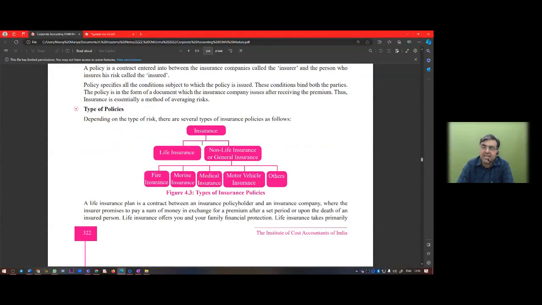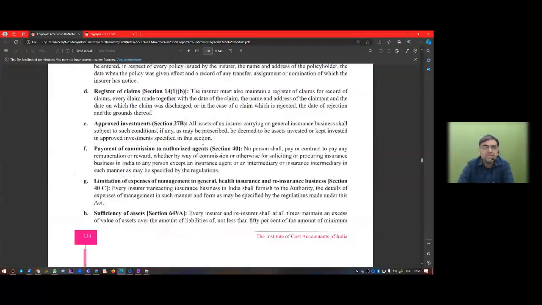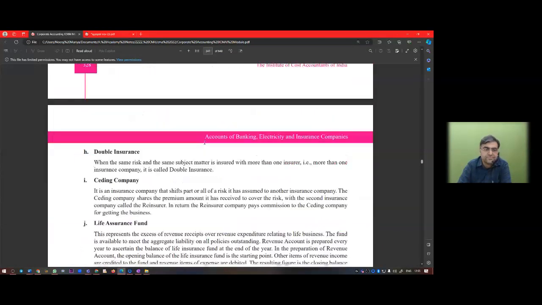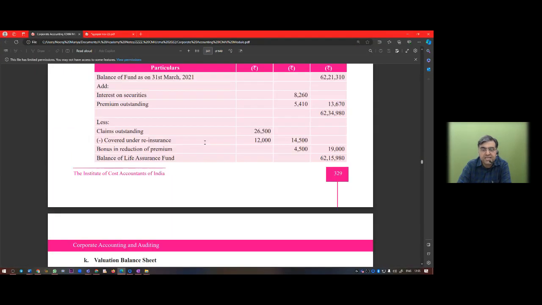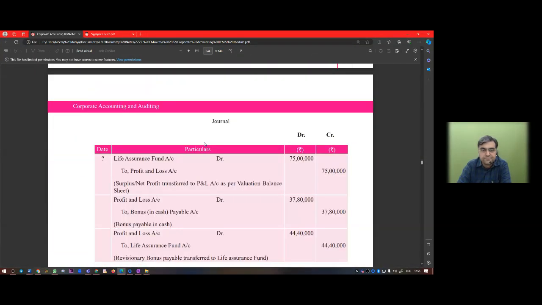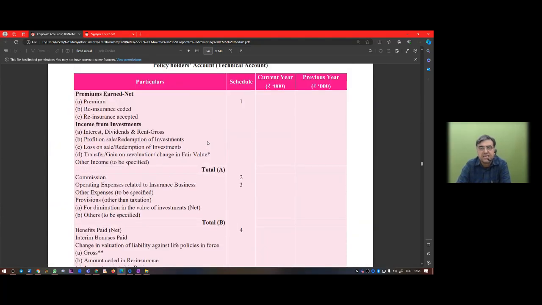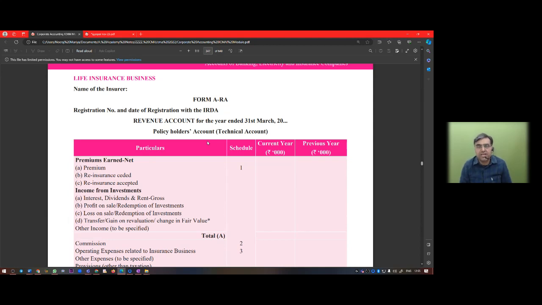Regarding insurance company, let's remember the pro forma again. Time is permitting us 5 minutes. We will do it. Guys, we are talking about which kind of insurance? We are talking about life insurance. Schedule 1 is premiums. Other incomes, there is no schedule. Schedule 2, 3, 4. So Schedule 2 is commission. Schedule 3 is operating expenses. And 4 is benefits paid.